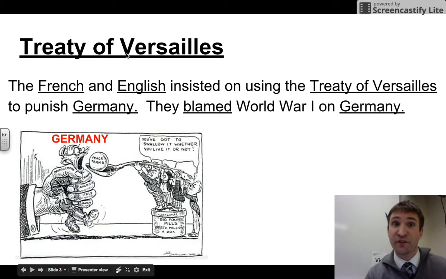The Treaty of Versailles. Versailles, a place in France. The French and English insisted on using the Treaty of Versailles to punish Germany. They blamed World War I on Germany. And here's a political cartoon that shows the Allied powers, the winners of World War I, trying to force feed medicine to Germany. It's the peace terms. They're trying to shove this down Germany's throat. Doesn't seem fair.